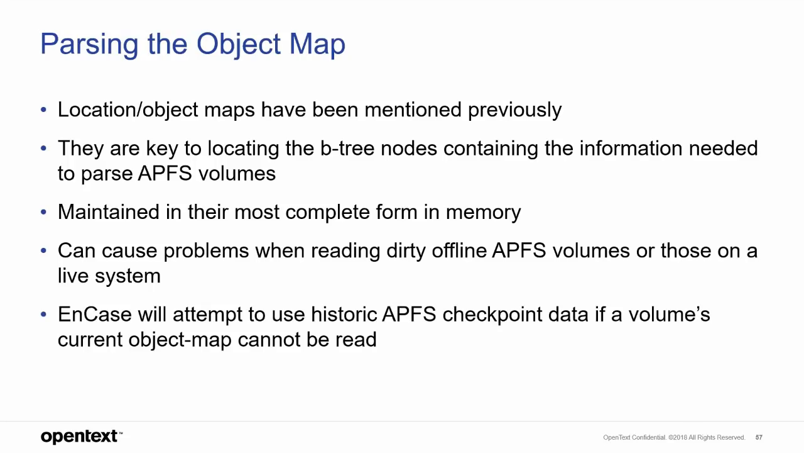If EnCase can't read the latest version of a volume's object map, it will attempt to do so using the last checkpoint. This may not always work, and if it does, the data shown by EnCase may not be up to date. It's important to note that parsing live volumes can be problematic regardless of the file system. That said, APFS appears to be more problematic than most.